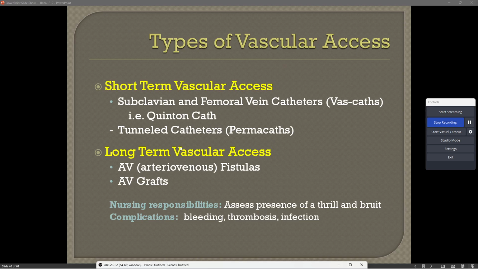But I do want, wink wink shooting star, please remember, I want you to remember that your job as a nurse is to assess every shift the presence of a bruit and a thrill. So how do we do that? Well, it's real simple. We auscultate a bruit, we palpate a thrill.